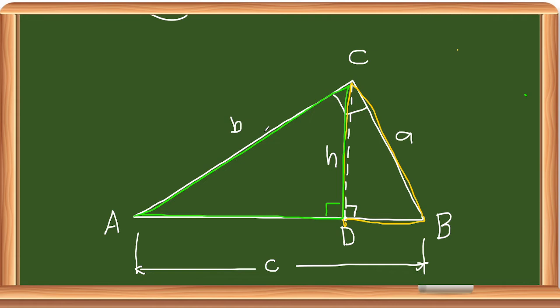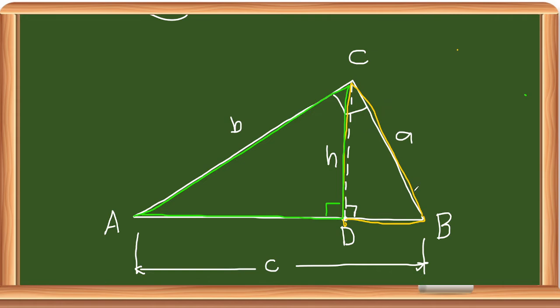Kapag similar, ibig sabihin nun, pagka na-prove natin na similar triangle sila, ibig sabihin nun, yung corresponding parts nila are of equal ratios. Yun yung pinaka focus natin, that the ratio of their corresponding parts would be proportional. Now, paano magiging proportional? You have to indicate kung bakit sila naging similar.